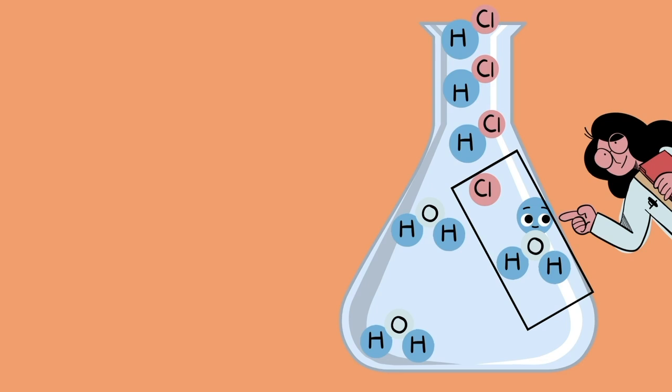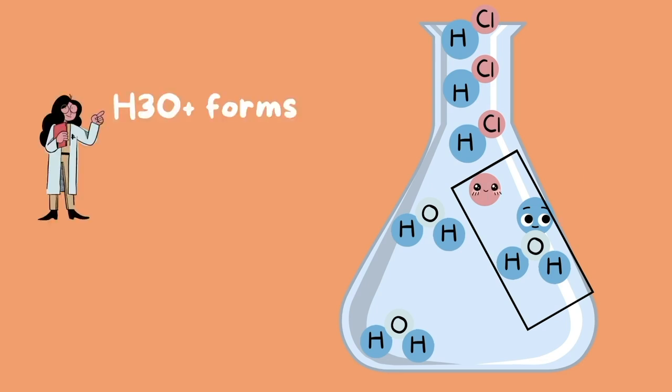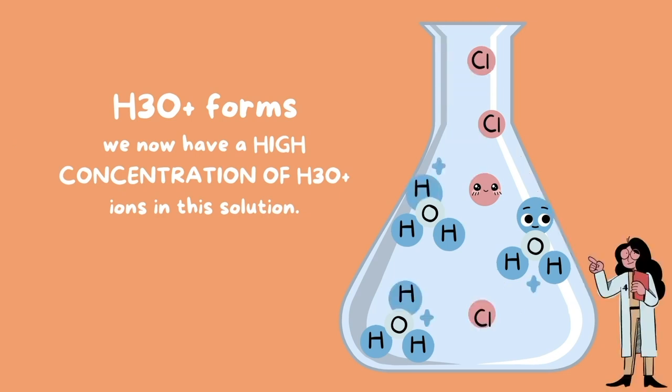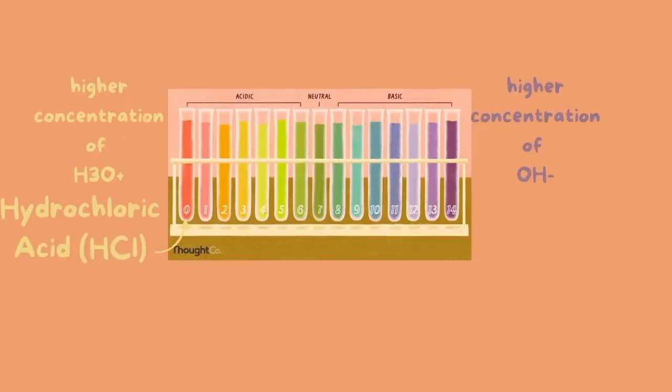And obviously this is going to create H3O+ or hydronium ions. So H3O+, or hydronium, is formed, and now we're going to have a high concentration of H3O+ ions in this solution. Because hydrochloric acid is such a strong acid, we know that it's going to dissociate completely. So it'll look a lot like this in the solution. So that was an example of an acid.